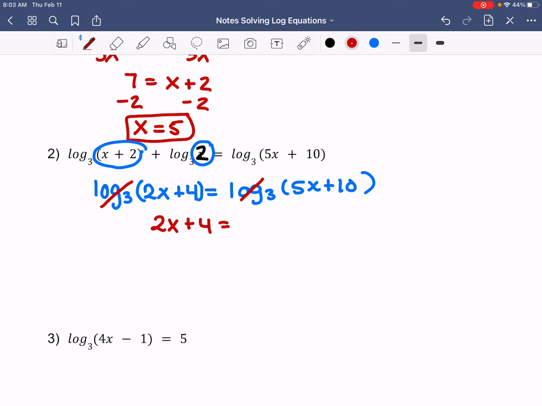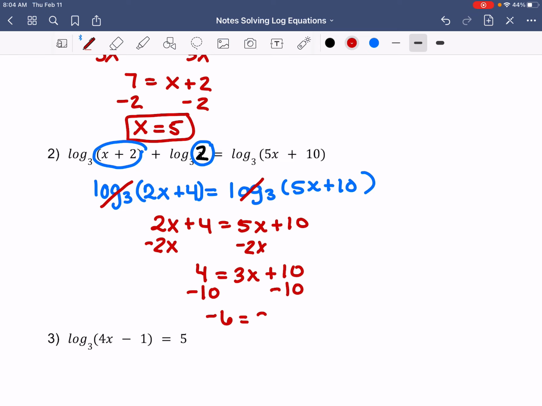2x plus 4 equals 5x plus 10. And then we just go ahead and solve for x. So I'm going to get my x's on the same side. I get 4 equals 3x plus 10. Subtract 10 on both sides. I get negative 6 equals 3x. So I get x equals negative 2.